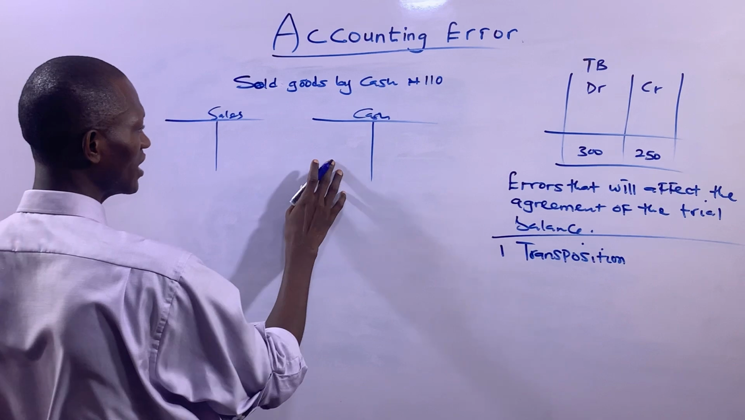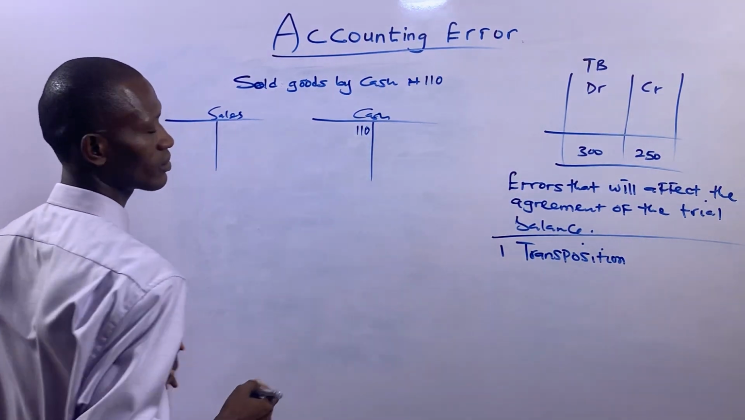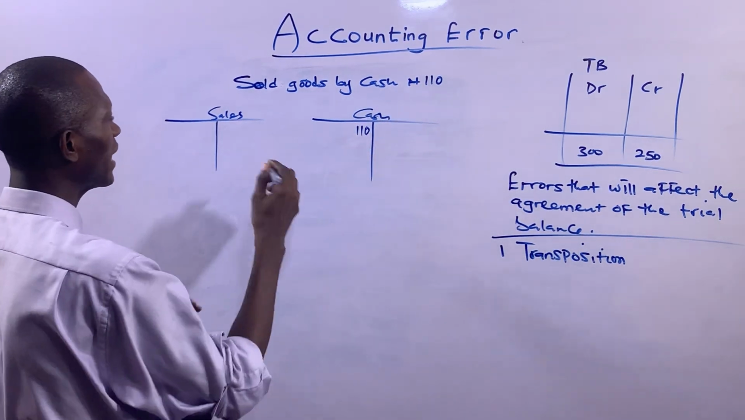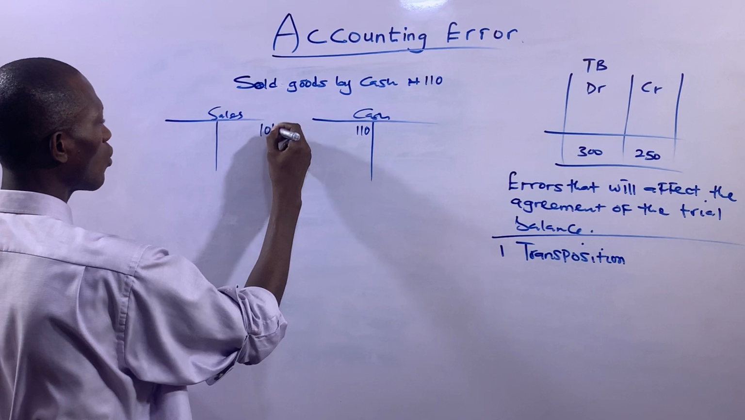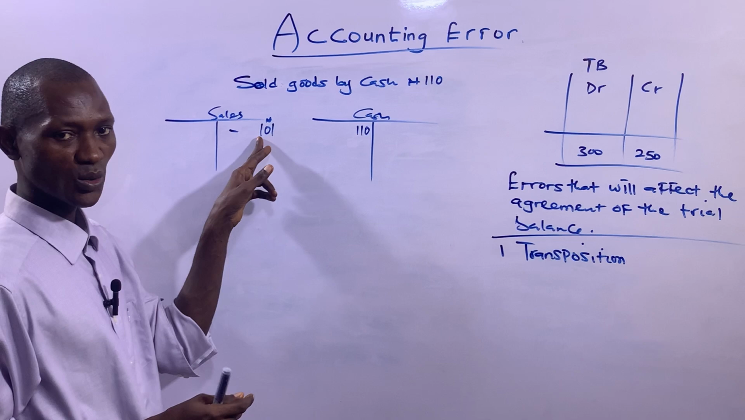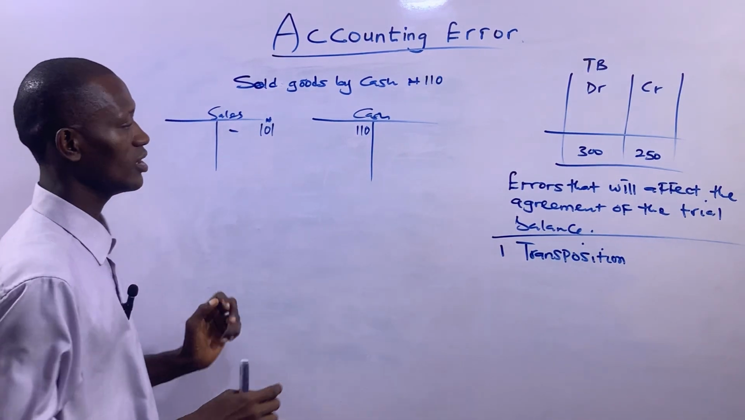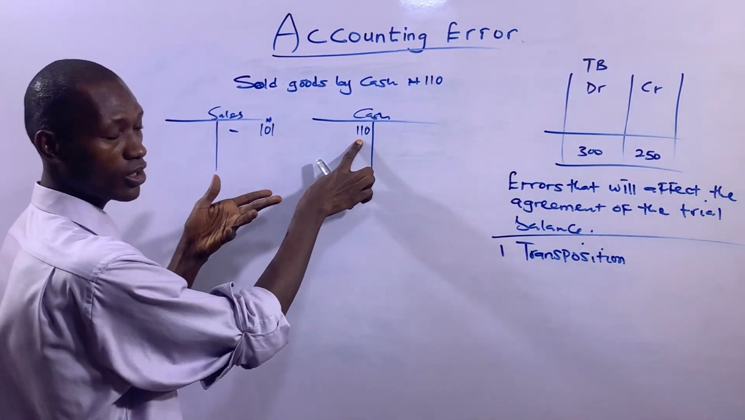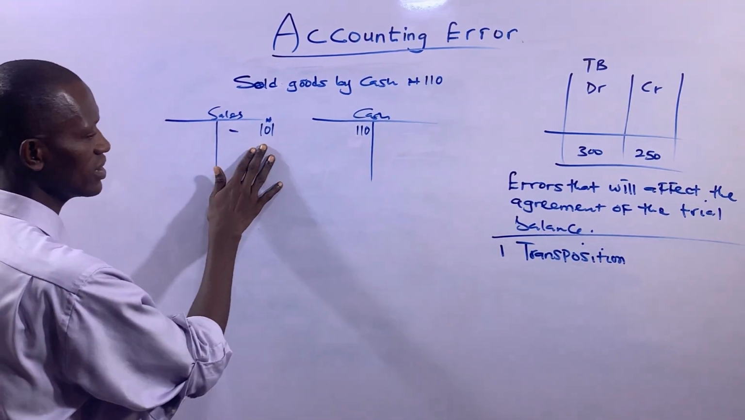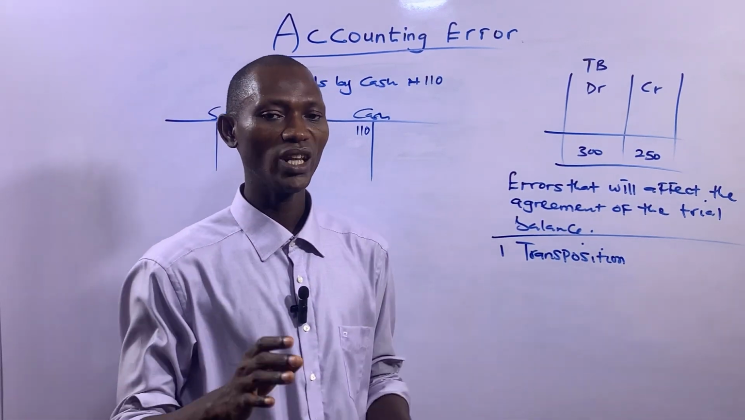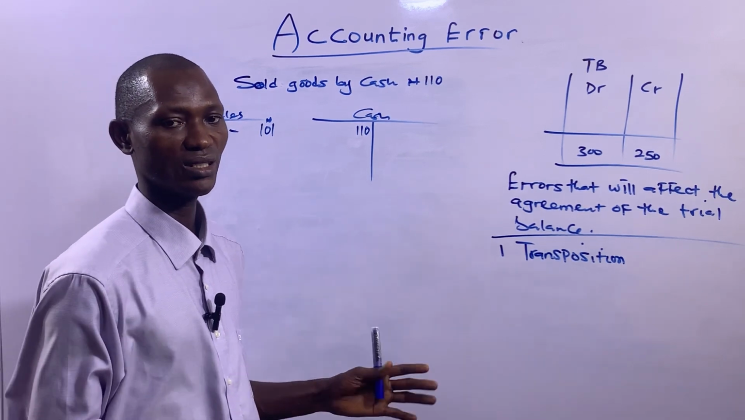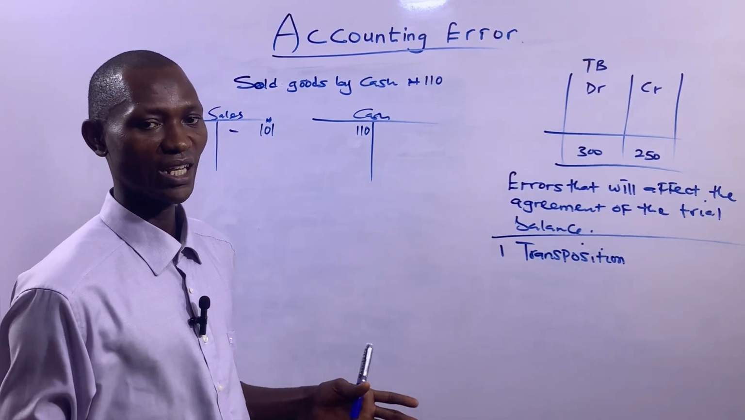So you have successfully debited cash with 110, but in crediting sales, you now interchange the figure by crediting sales with 101. Look at this. You can see that the position of the figures in the sales account have been interchanged. So the recording was accurate in the cash account, but in the sales account it had been interchanged. Error of transposition will lead to overcast or undercast, like we talked about when we were treating those that will not affect the agreement of the trial balance.